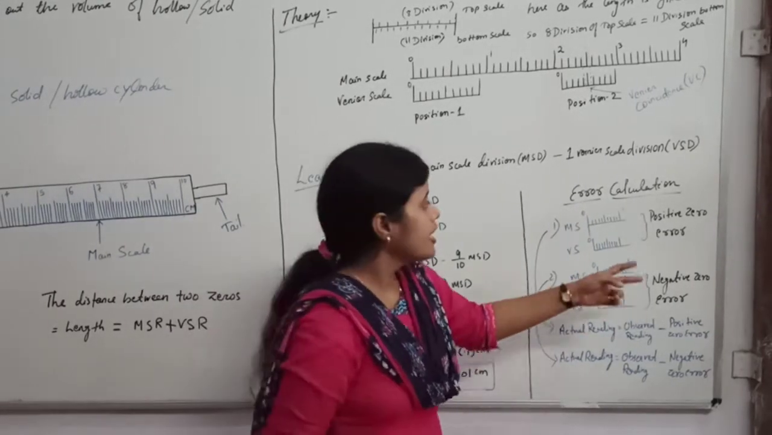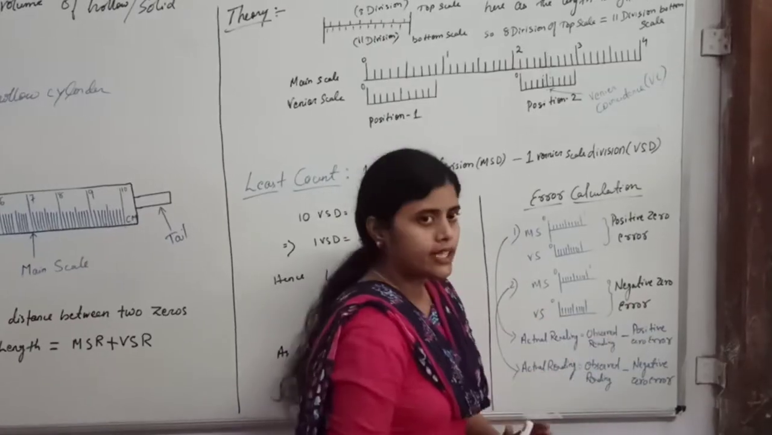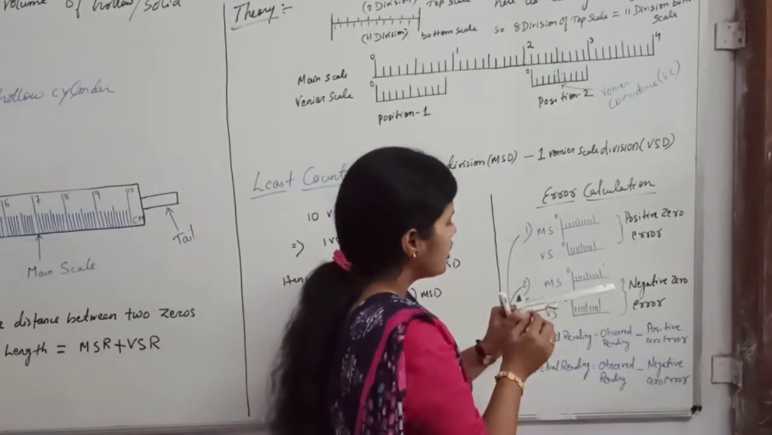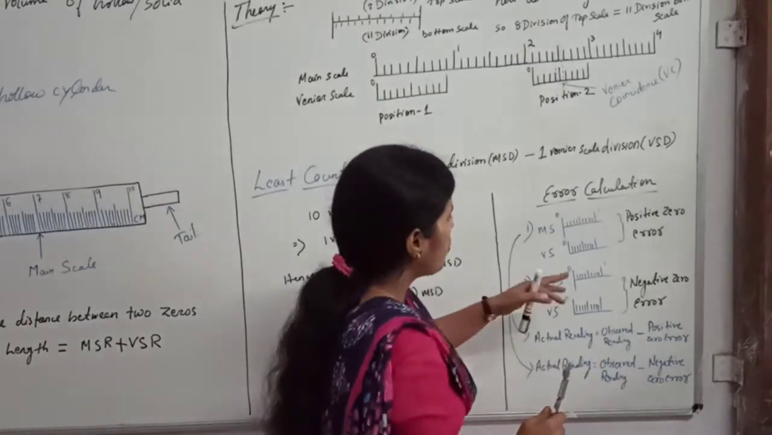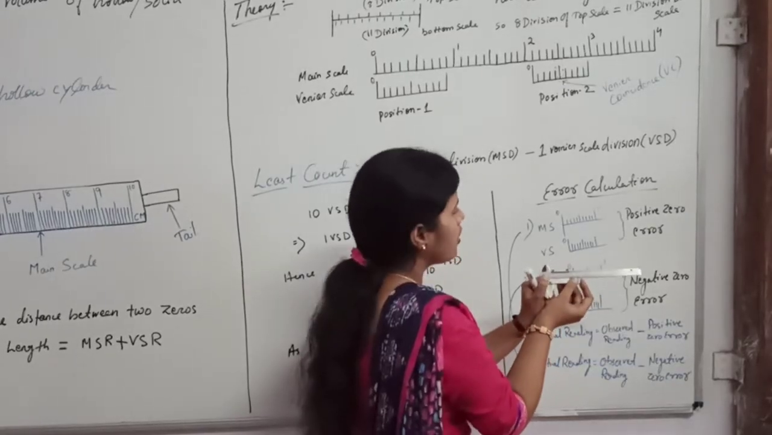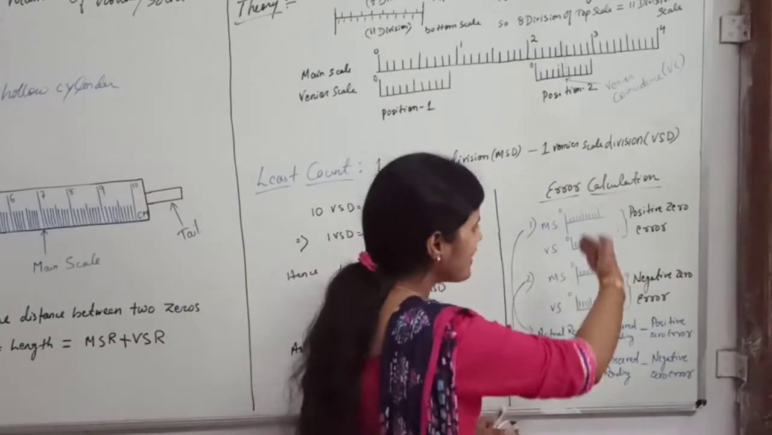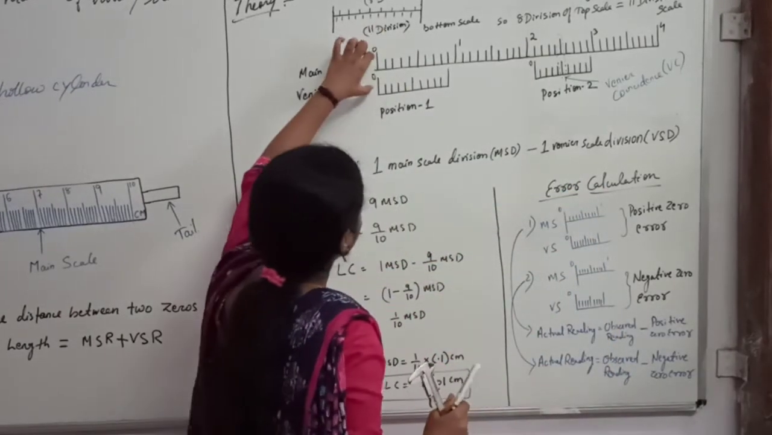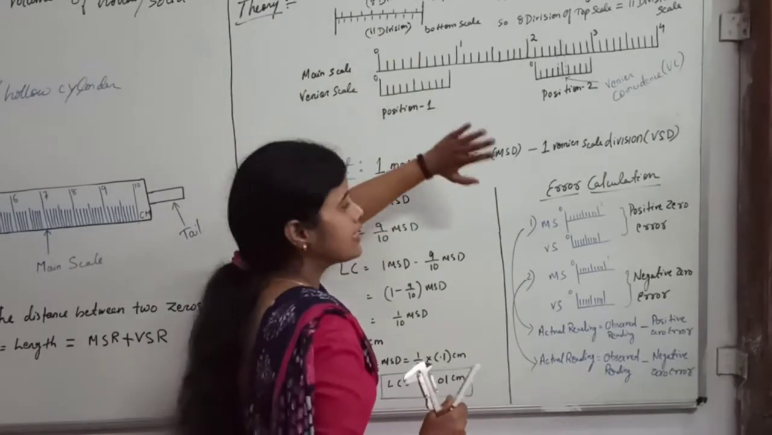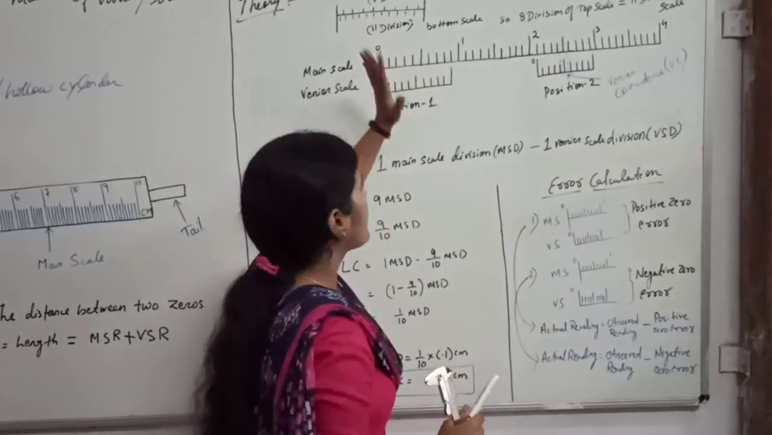So there are generally two types of error. One is called your positive zero error, another is your negative zero error. Let me tell you how. You know that in the vernier scale, two zeros are there. When you completely close the jaw, and if you observe that these two zeros are not coming in a single line. For example, suppose in this case, these two zeros are in the same line. That means I will say that this instrument is completely error free. There is no error in this instrument.